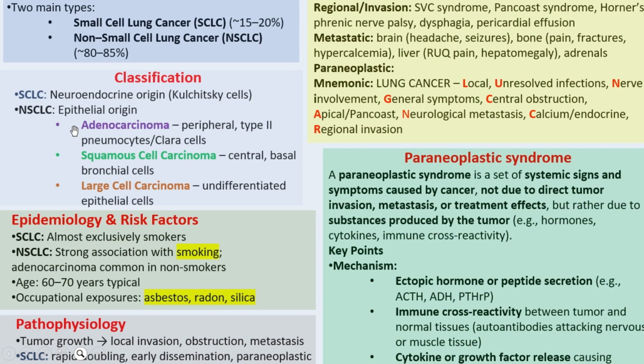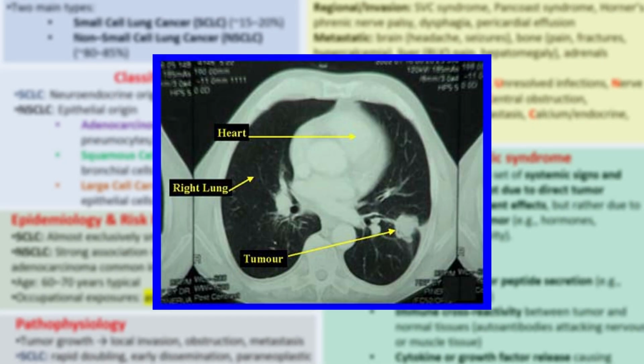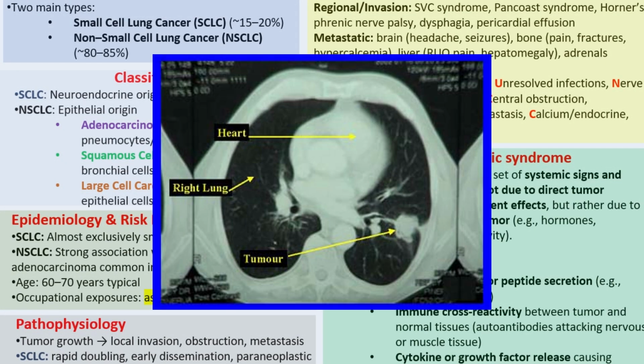And the adenocarcinoma of the lungs is going to affect the cells known as the type 2 pneumocytes, which are the cells that produce surfactant, which are also called the Clara cells. And when you look at adenocarcinoma, it's going to affect majorly the periphery of the lungs, towards the edge of the lungs. And we shall see that on a CT.